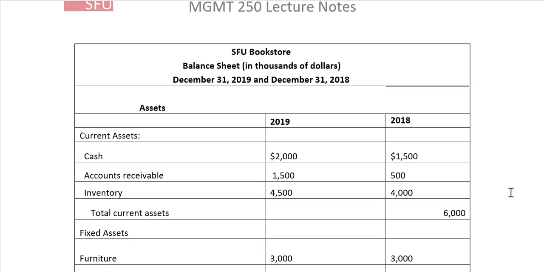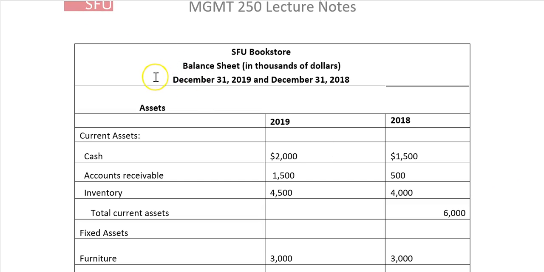So at the top here, you can see the familiar three lines. You see the title of the company or business. Then you have the balance sheet. That's the nature of the financial statement. And the big change is in line 3 here.